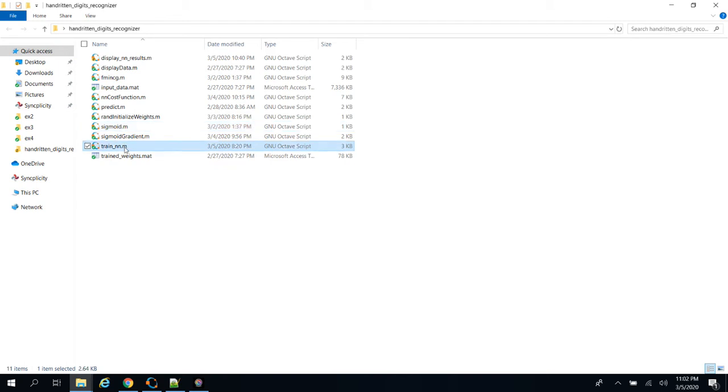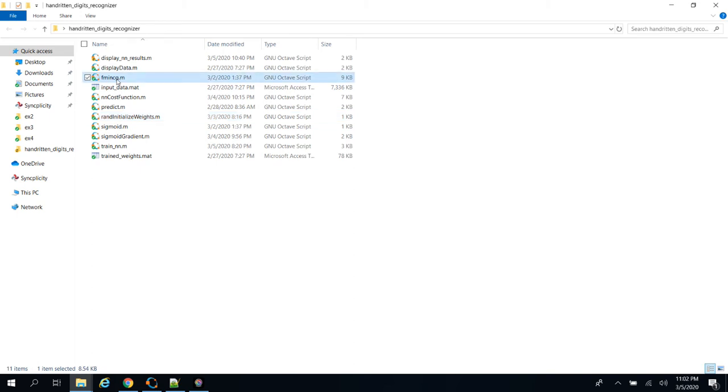Now the training starts with this function right over here. It's called train nn, which stands for neural network. It reads the input files, which is input data, and then it calls rand initialize weight to randomly initialize the theta parameters, which is the weight of our neural network, and then it calls fmincg.